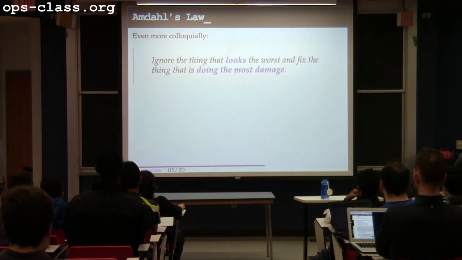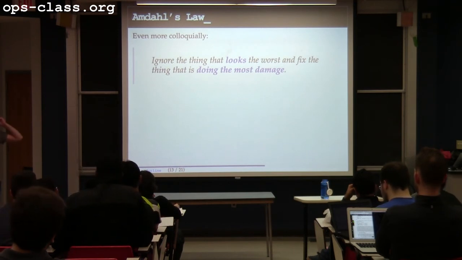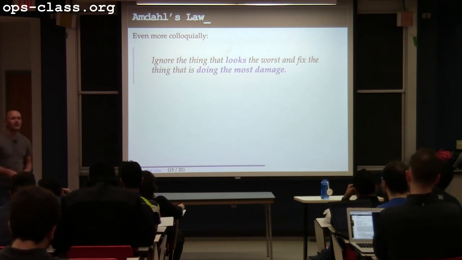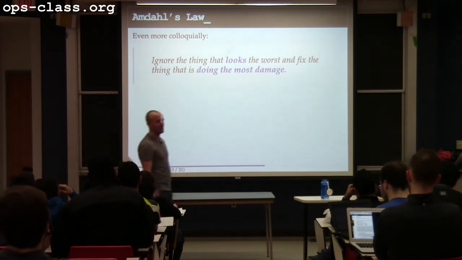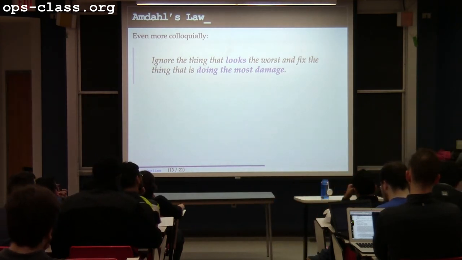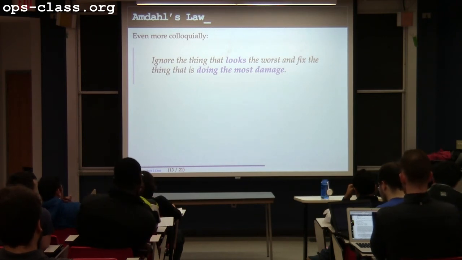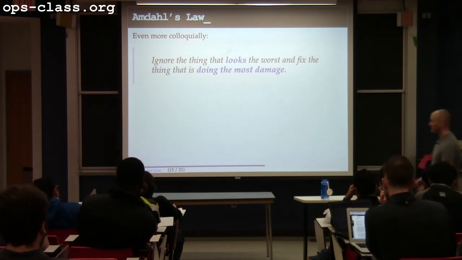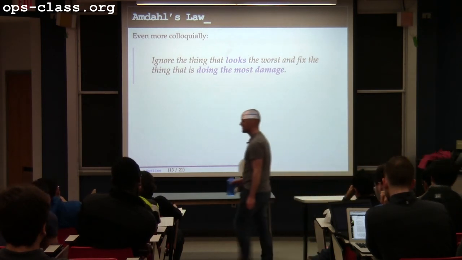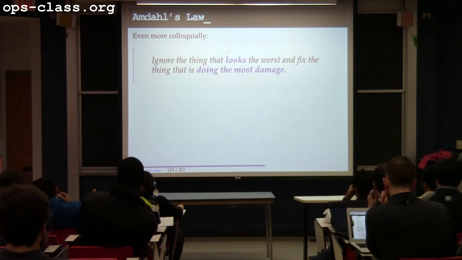Okay. So this is my more colloquial formulation of Amdahl's law, which is ignore stuff that looks bad. There may be parts of your code that you don't like. There may be algorithms that you don't like. There may be data structures that you don't like that you think are embarrassing and bad, and they may be, but no one cares. What they care about is whether or not stuff works and goes fast. And so if you fix the parts that are actually causing the entire program to feel slow, that's what's going to eventually make the most difference.